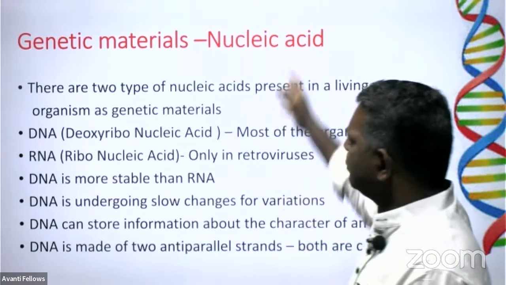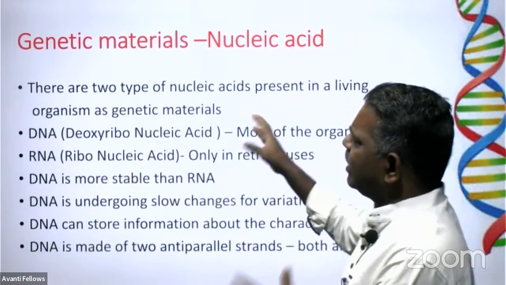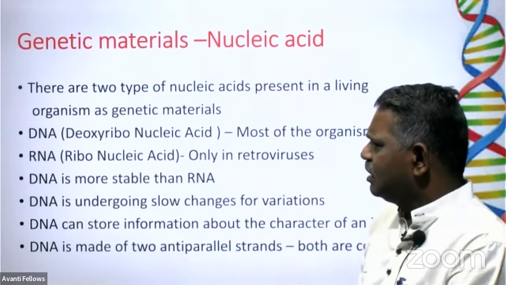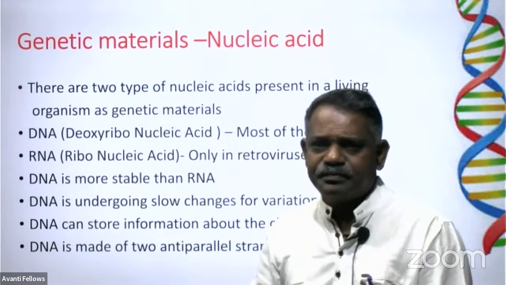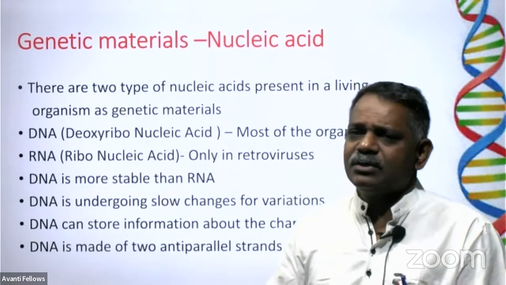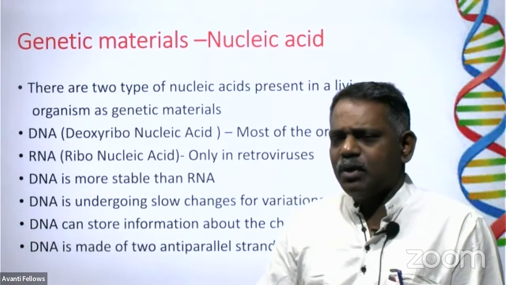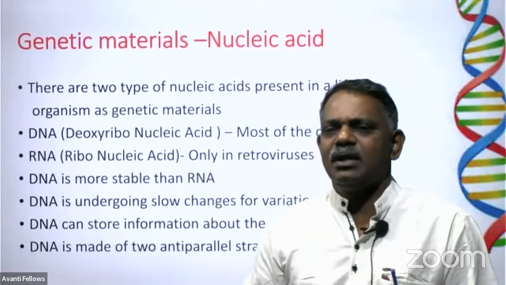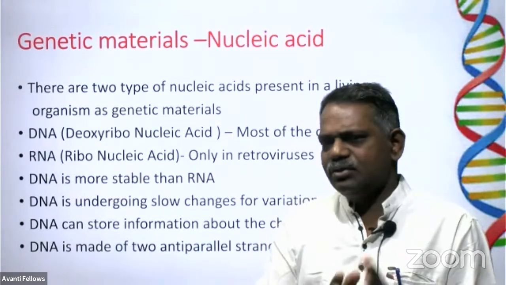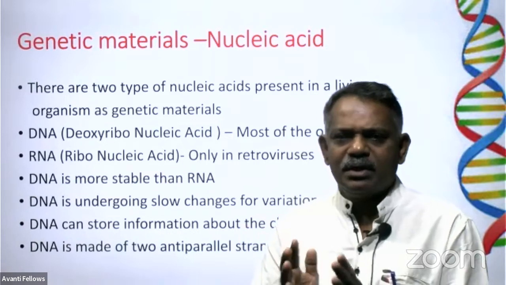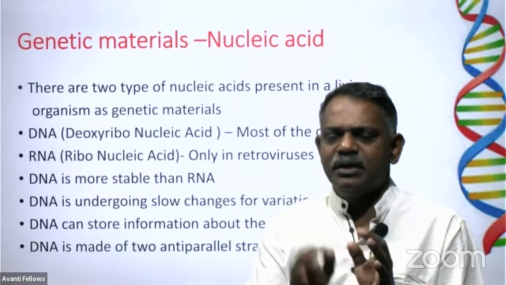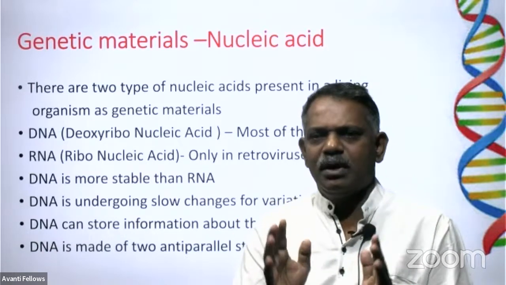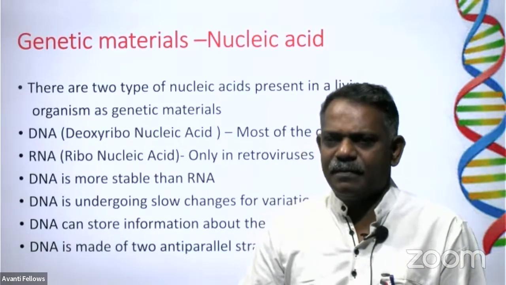So let us see some of the facts mentioned in the textbook related to the genetic material, that is, the nucleic acids. You know, nucleic acids are one of the important biomolecules. There are two types of nucleic acid present in living organisms: one is DNA and another one is RNA. DNA is deoxyribonucleic acid and RNA is ribonucleic acid.